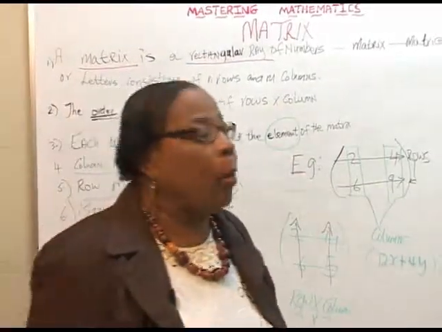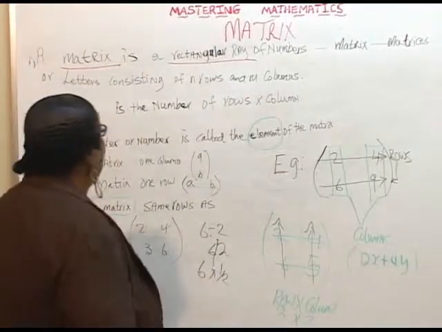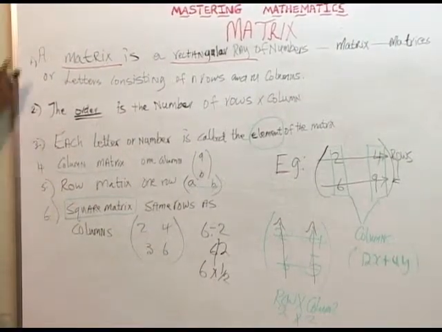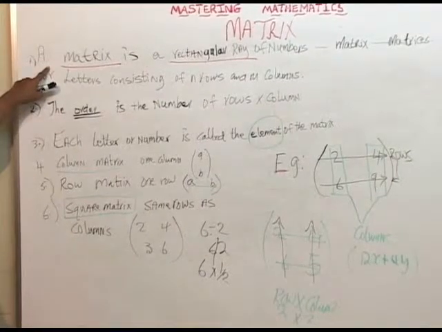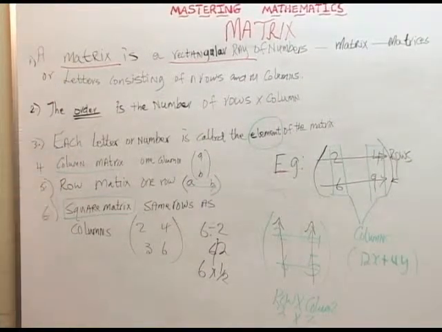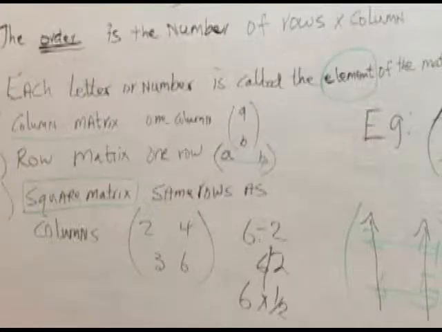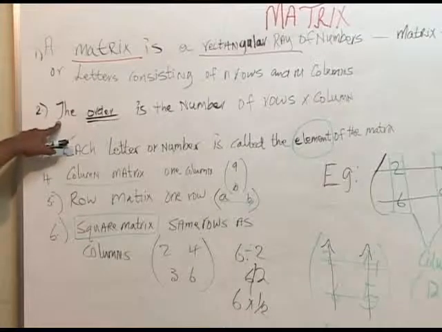So we are on our way, doing very, very well. Okay, so yes, we know our definition. A matrix is a rectangular array of numbers. The plural of matrix is matrices, and it can be numbers or letters consisting of n rows and m columns. The order is the number of rows.